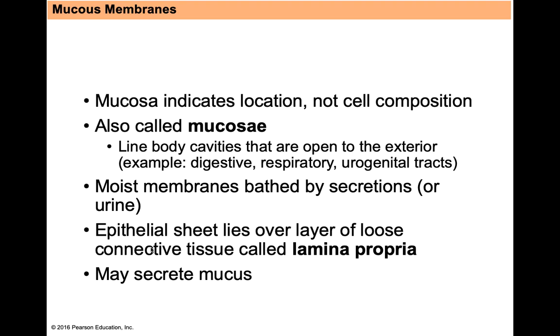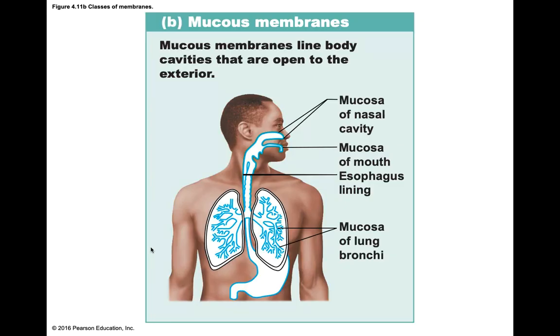Okay, so we have, again, the interrelationship between the epithelial tissues and our connective tissues, and a lot of these secrete mucus. So here's an example here. Our mucous membranes line the body cavities that are open to the exterior. And like I was talking about before, with the nasal cavity, you have your mouth, the esophageal linings, and so on.